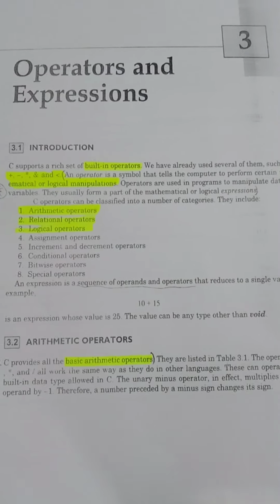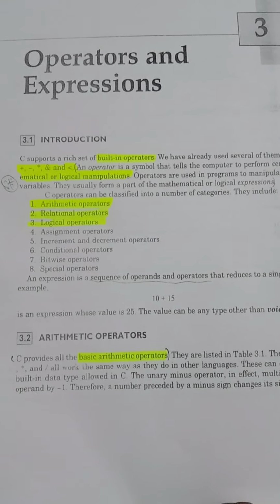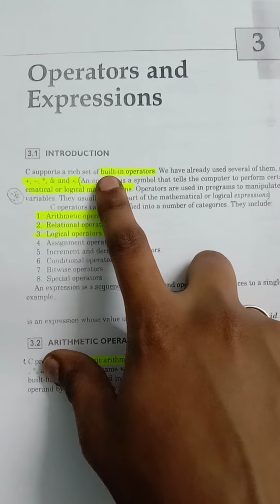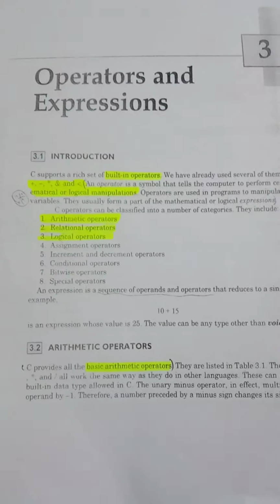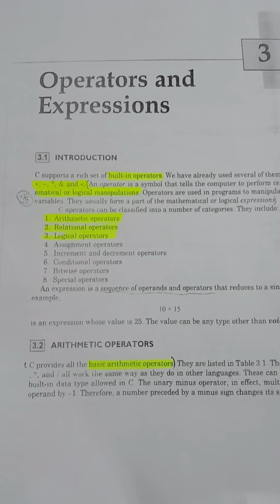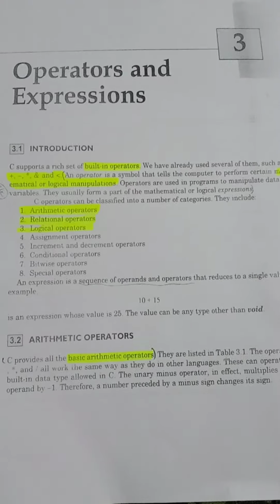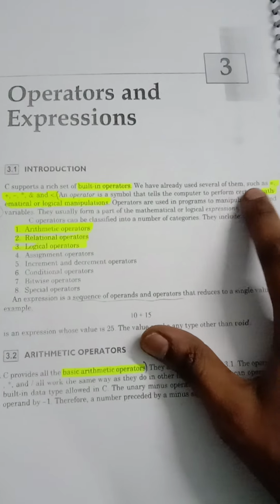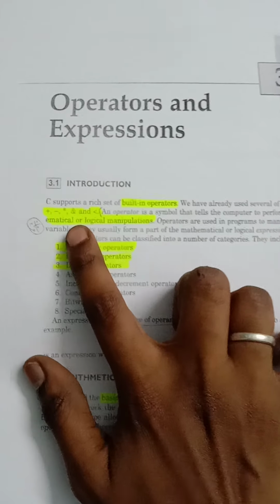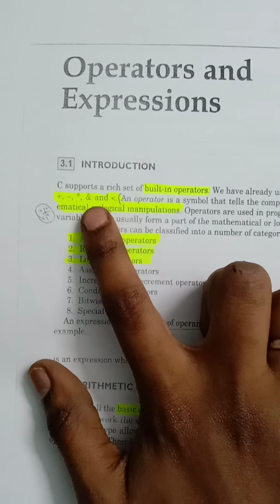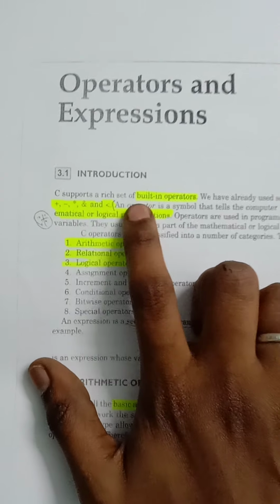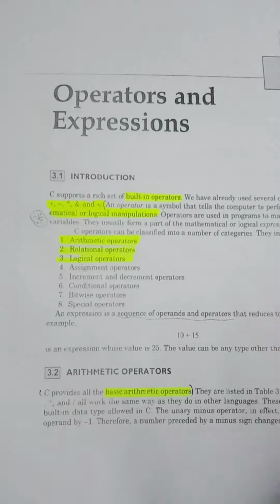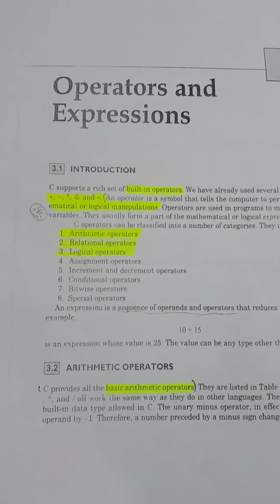Today we are going to see about operators and expressions. C supports a rich set of built-in operators. We have already used several of them, such as equal to, plus, minus, asterisk and less than. These are symbols we have been using since our early classes.